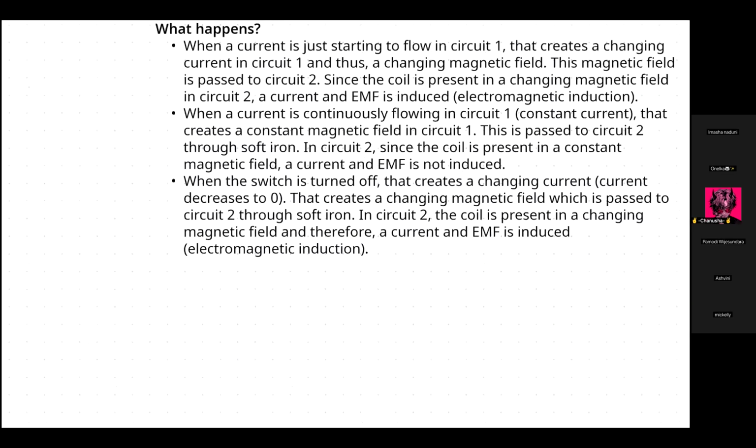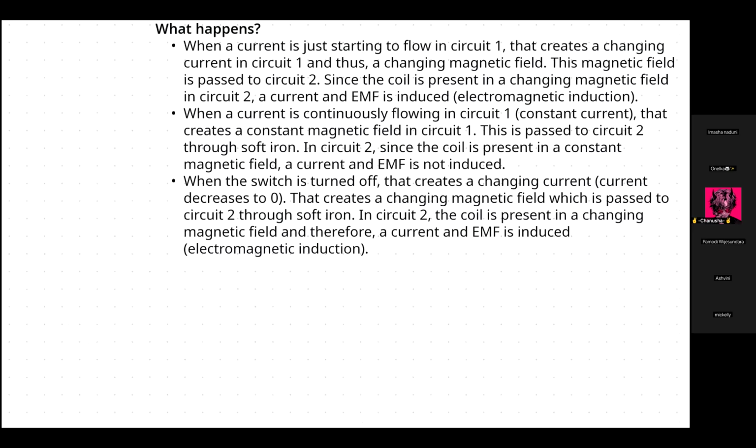Okay. So this is what we call a transformer, right? On one side we give a current, and there is a voltage along with the current. And on the other side, that passes through the soft iron and then current will be induced and an electromotive force will be induced in the other side.